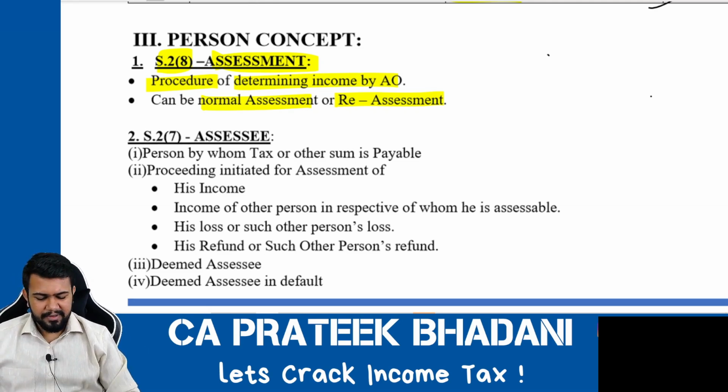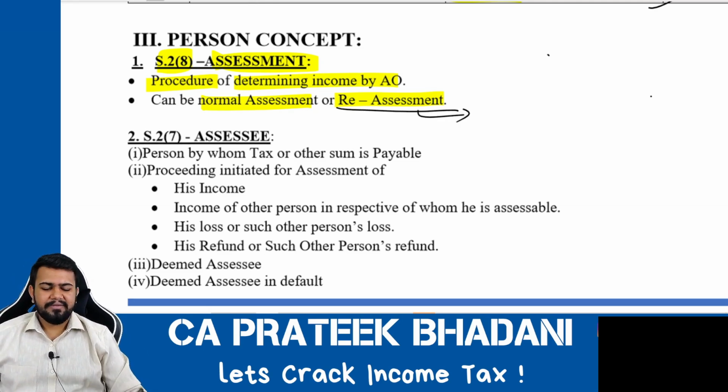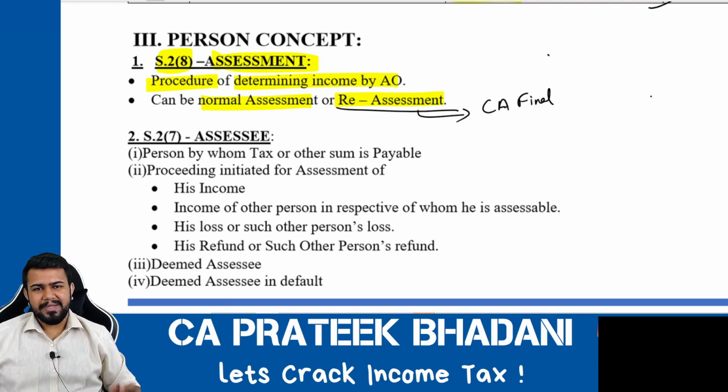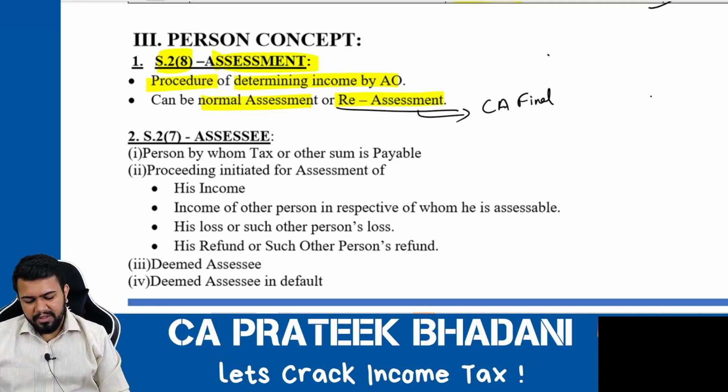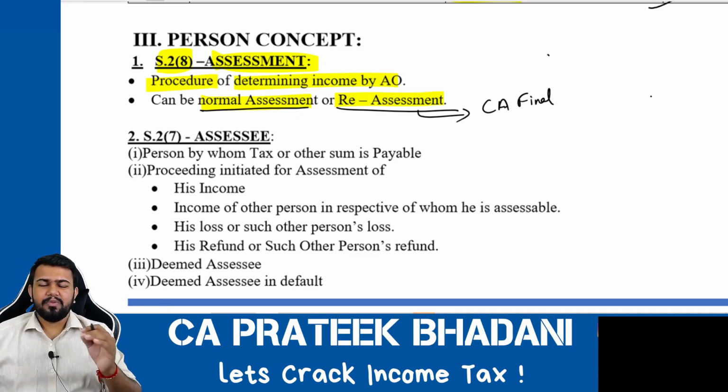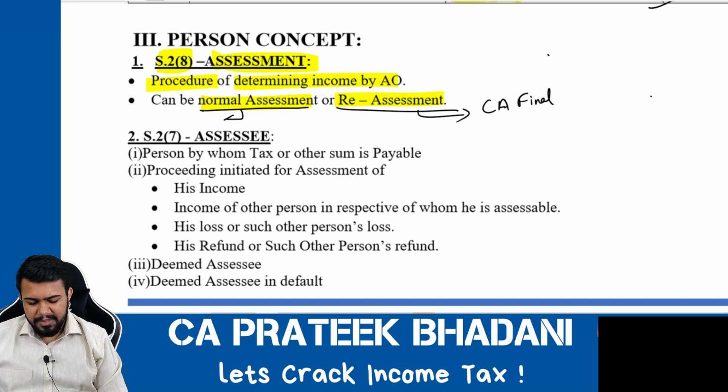Now you need not worry, because reassessment is covered in CA final level, so it is not applicable to you. Okay, there are many examples of reassessment like income escaping assessment, search, seizure, etc., etc. It all will be discussed in final level. Even normal assessment concepts, most of them are discussed in final level, but in inter, only one concept in normal assessment is covered, and that is self assessment.